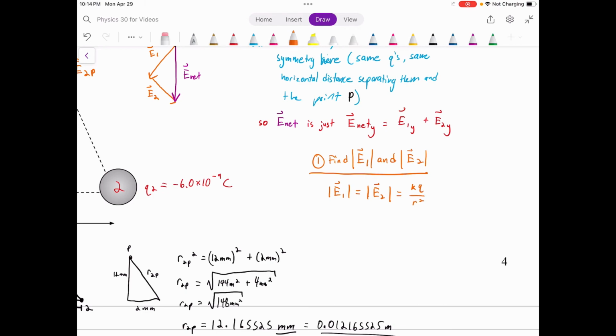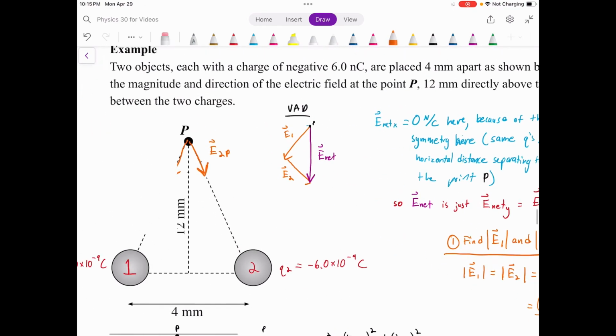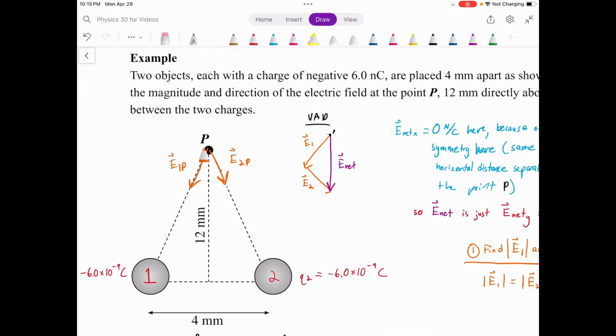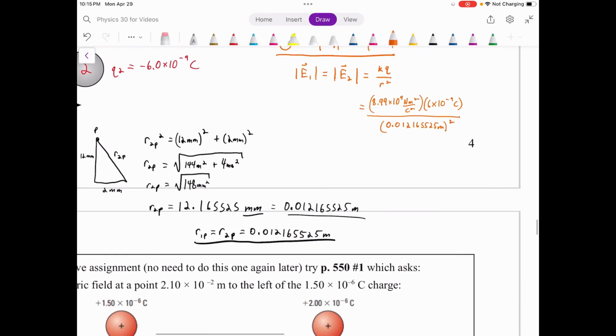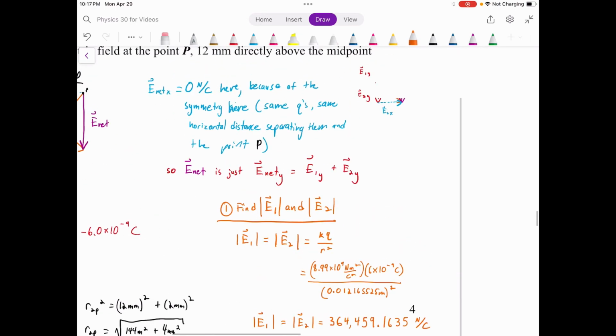And we just found R, so we're good to put our numbers in. So K, Coulomb's constant, times the charge of the thing that's generating this electric field, divided by how far away it is from the location we're interested in, squared. So that's what I've got there. And when I put that in my calculator, I got 364,459.1635 newtons per coulomb.